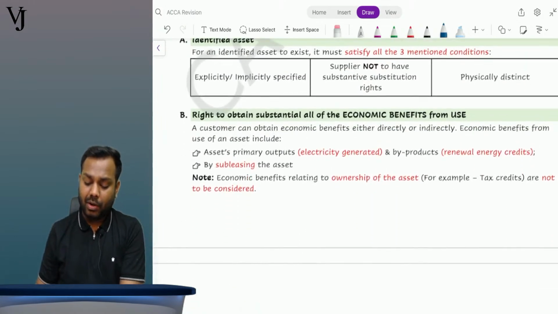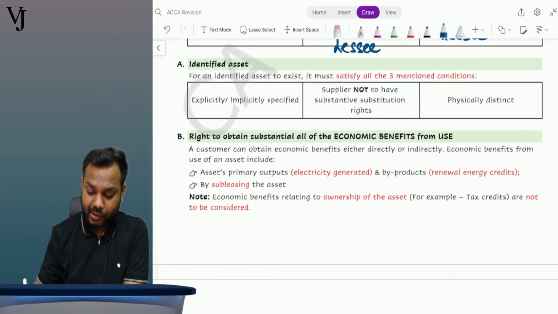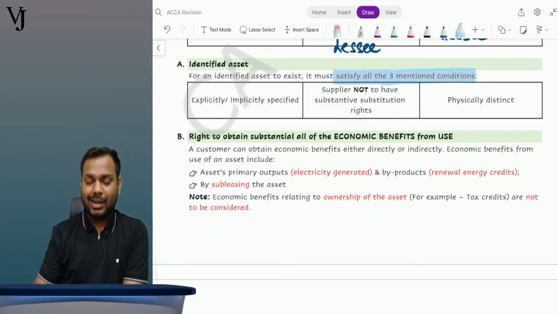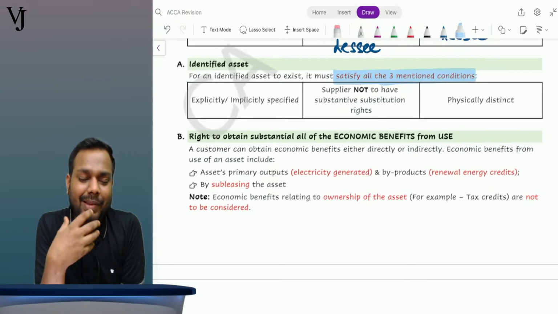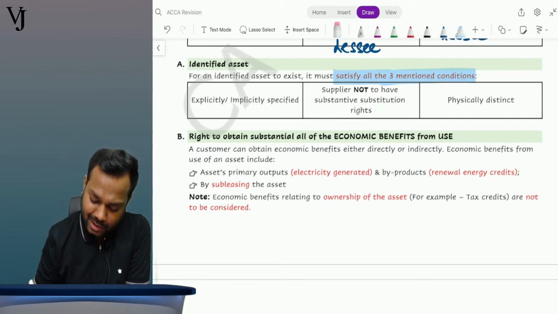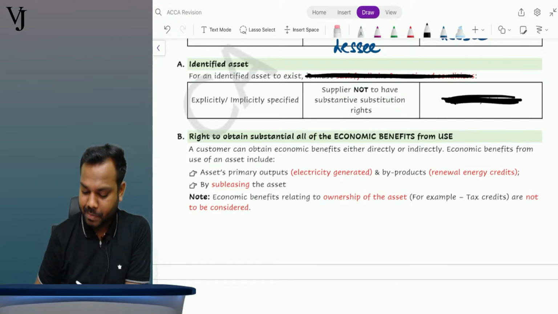Now, what is the meaning of identified asset? For an identified asset to exist, it must satisfy all the three mentioned conditions. Again, it should be explicitly or implicitly specified. I am not writing the conditions here, rather it will confuse you. Ignore this point also. Again, it's from the SBR perspective.